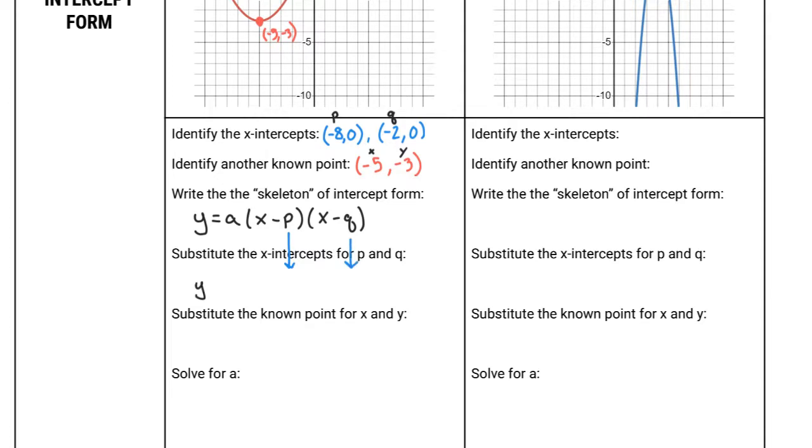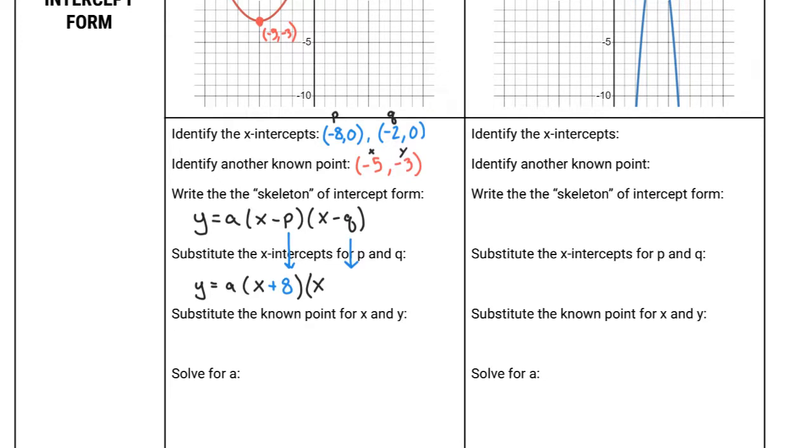Okay, so we get Y equals A times X. And now we have to think about our sign. P was a negative. It was -8. So if we have X minus P, we have X minus -8, which is really a double negative, which means we really have X plus 8. And this kind of lines up with our little trick. We knew it was going to be opposite. So if we have +8 in our form, the actual intercept is going to be -8. So it's working out really well.